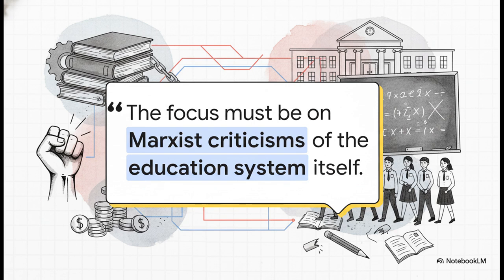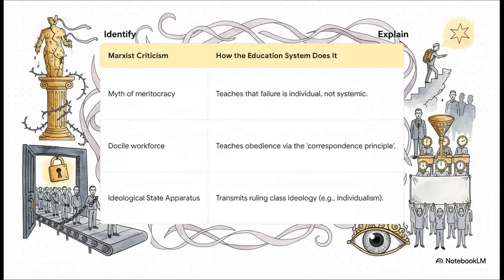This is so important. You can't just list random Marxist ideas. You have to explain how they apply specifically to education. This table is basically your answer plan. The column on the left has your identify points, the name of the Marxist idea, and the column on the right, that's your explain part, how education actually does that thing. So let's just pick one and build it out.